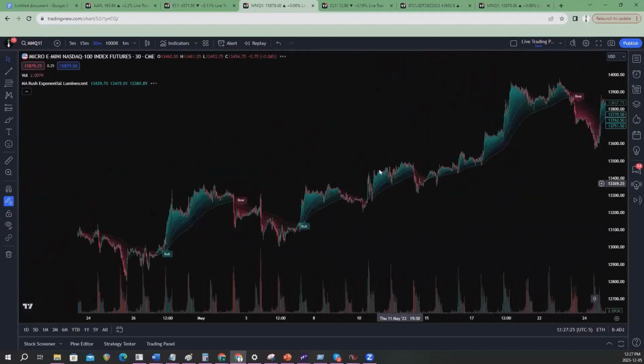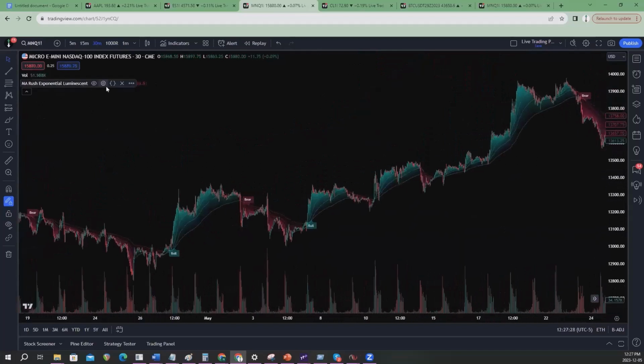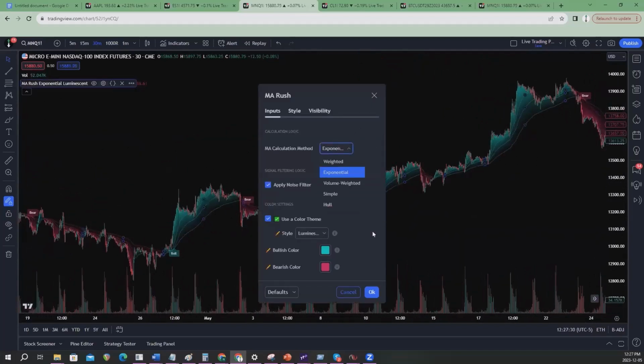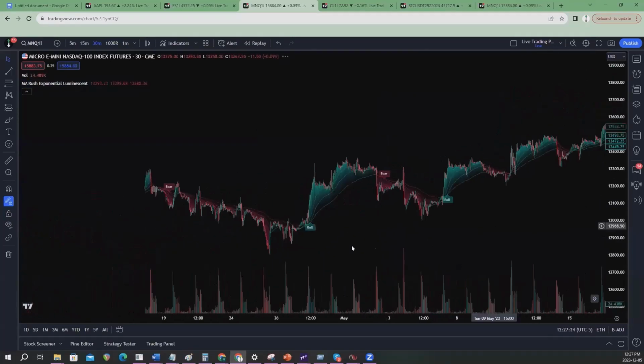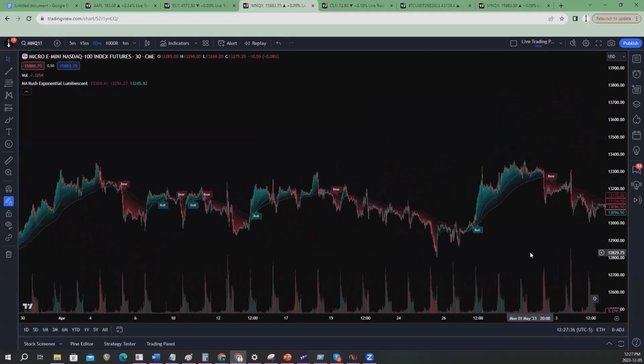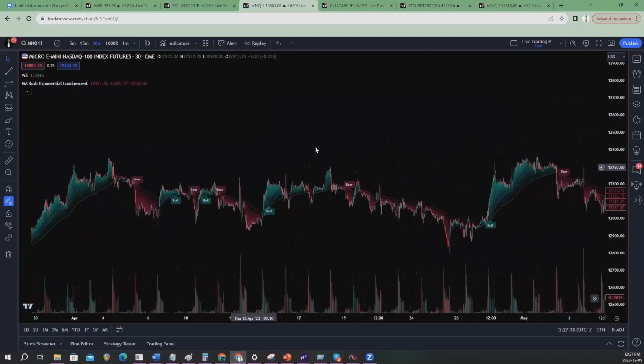And on a lot of charts, a different moving average type is going to give even better signals. I found on some, Hull works extremely well, and so on and so forth. So it's really an art in that sense. And that's why we gave you the option to play around with that.